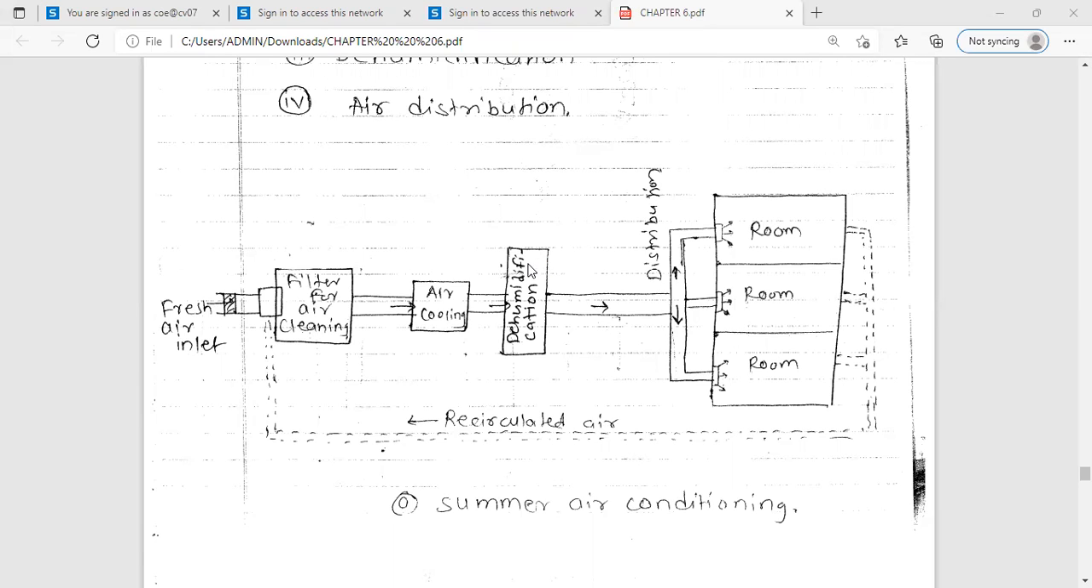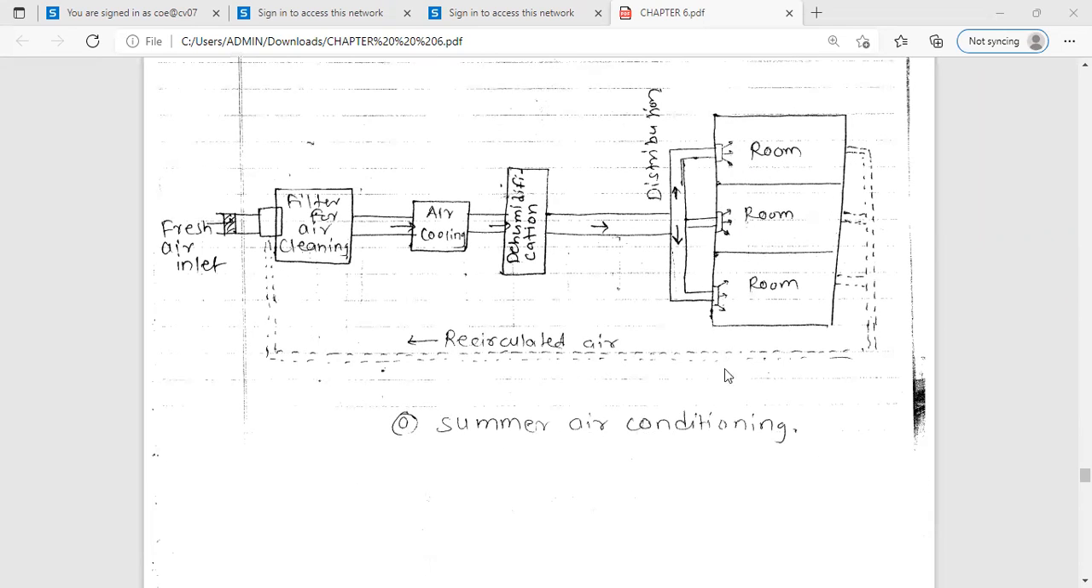Okay, whatever moisture content is in the air will be more, so we have to go for dehumidification, which means we have to minimize the moisture content of the air. After the dehumidification process, we have to go for the distribution of that pure air into the required premises. That is the distribution system of air. Okay, so this is the cycle for summer air conditioning.